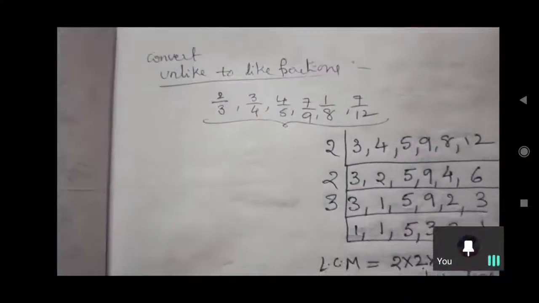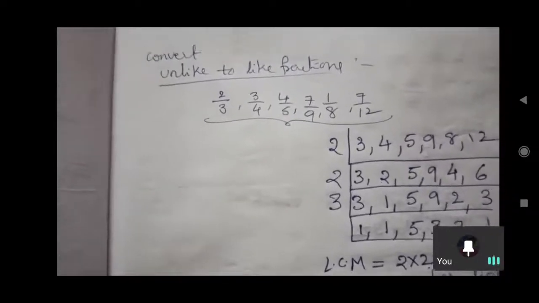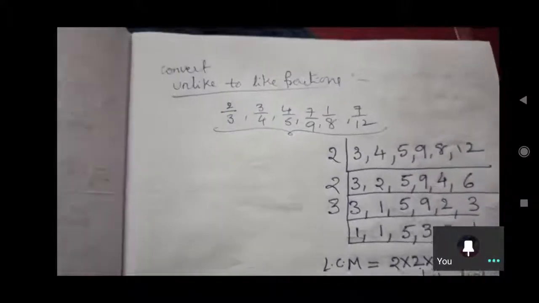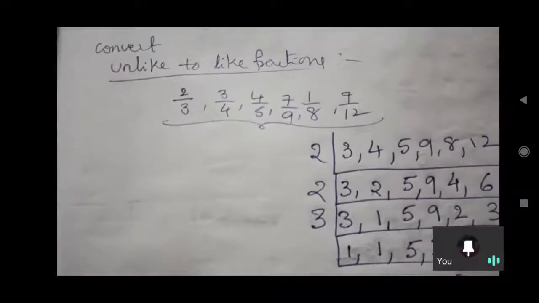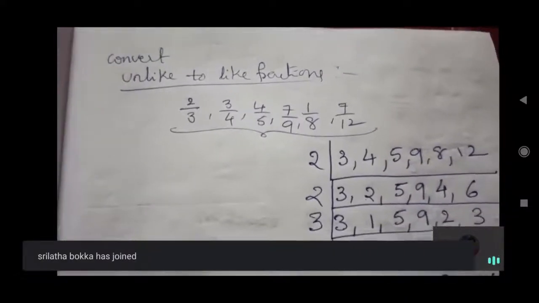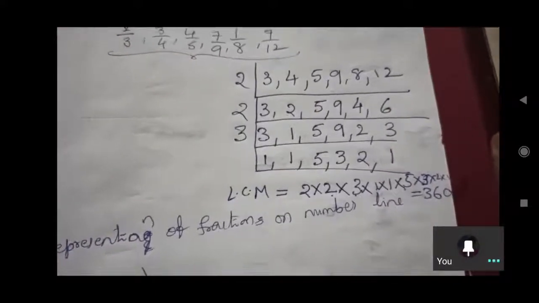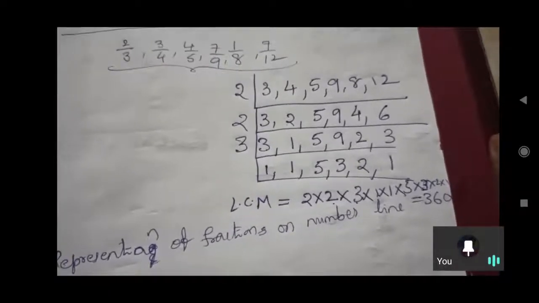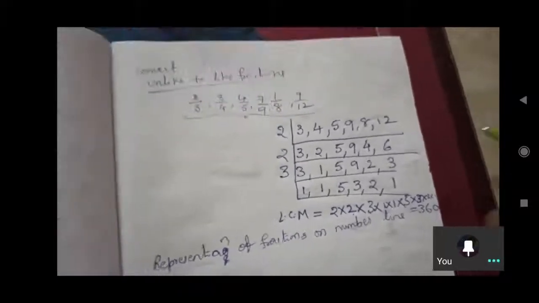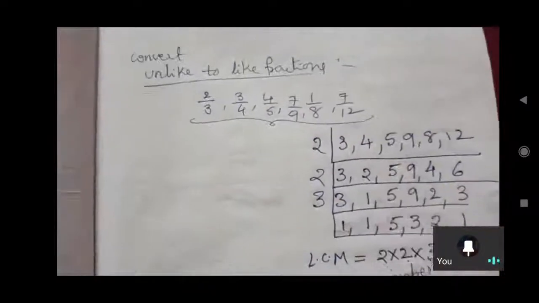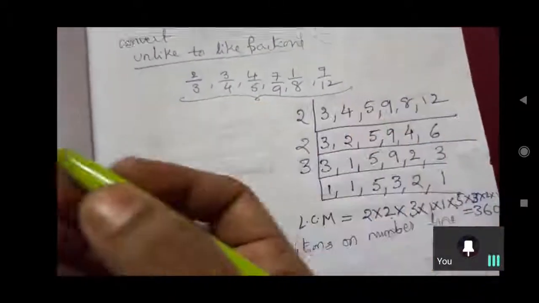So we need to make the denominator 360 to make these all like fractions. Okay, like fractions we need, so we need to make the denominator of all these 360. So we have a chance to make all the denominators 360 because the LCM of all these numbers is 360. How can we find the LCM? You know, already you know now. Now also you can understand. We will do like this. So to make all denominators 360, we need to multiply all the numbers like this.